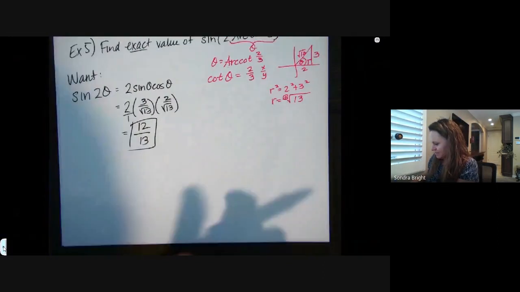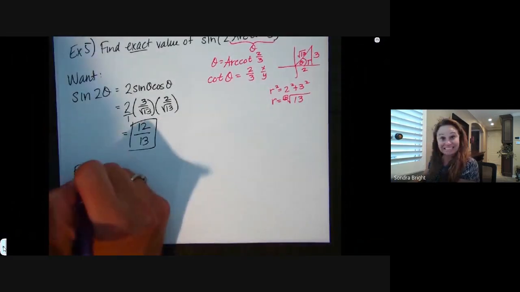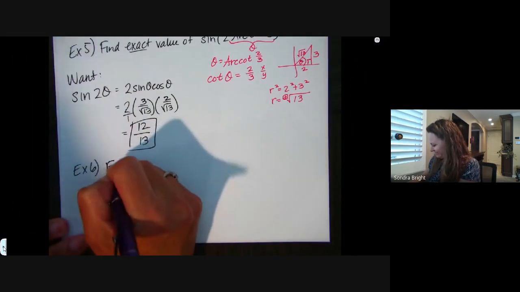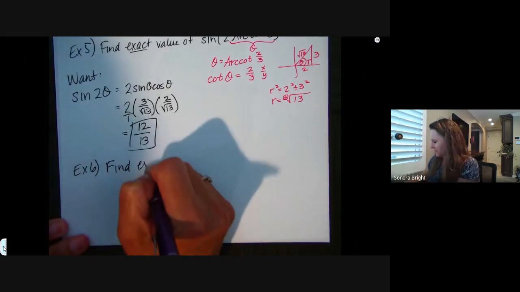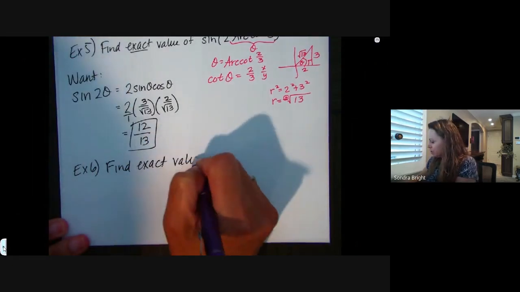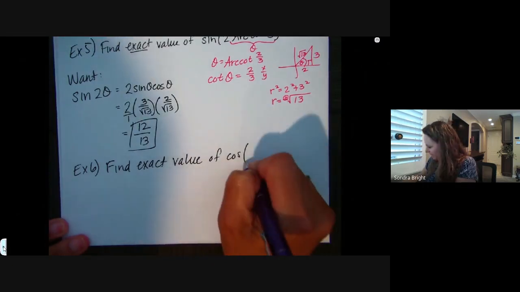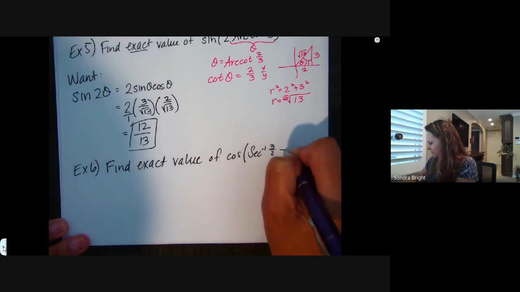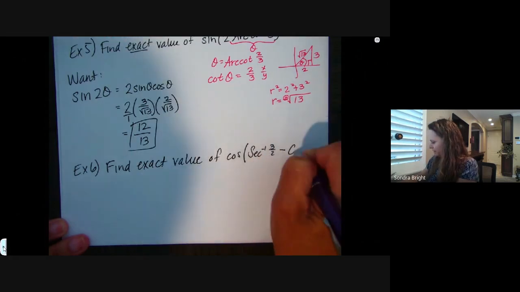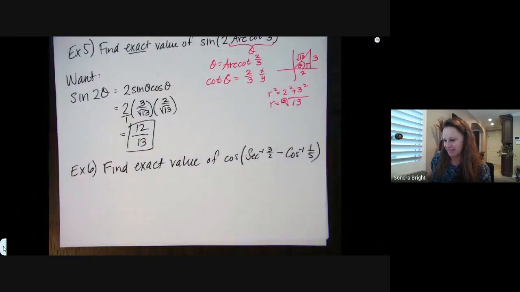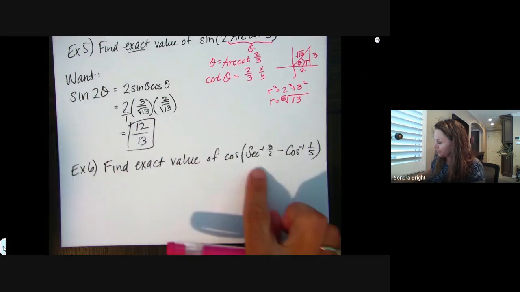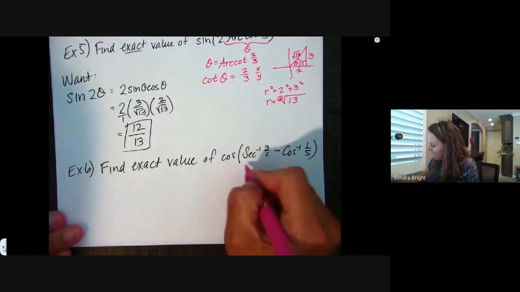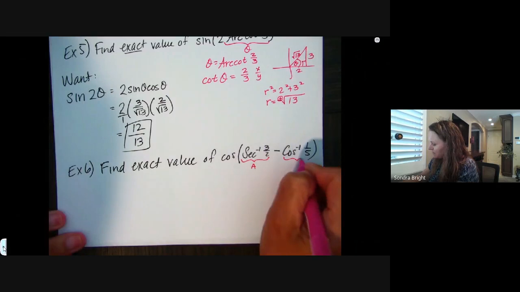This one's going to be fun. Let's find the exact value of cosine of inverse secant of 3/2 minus inverse cosine of 1 over 5. Holy macaroni. All right, I'm not going to use theta this time because I have two different angles. I'm going to let this one be A, and I'm going to let this one be B.